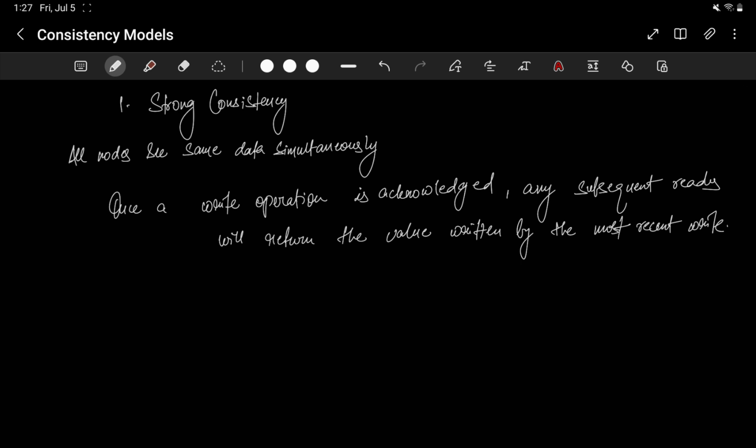What guarantees strong consistency? ACID. ACID properties guarantee strong consistency. Okay. So that's why for financial systems, we prefer strong consistency, and that's why we use databases which provide ACID guarantees like SQL kind of databases. Okay. Great.